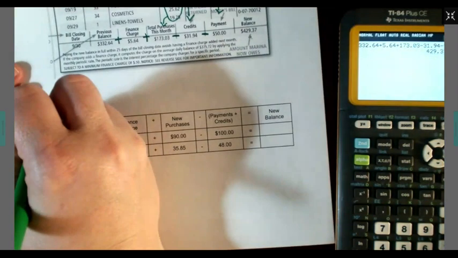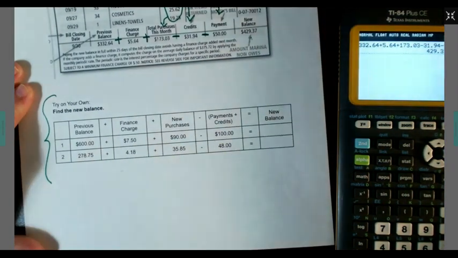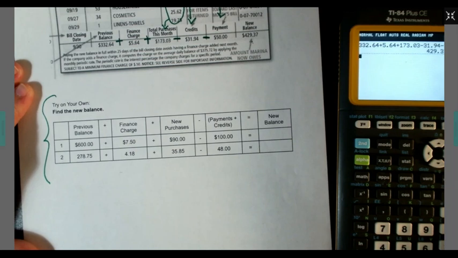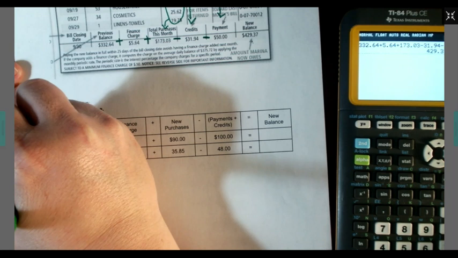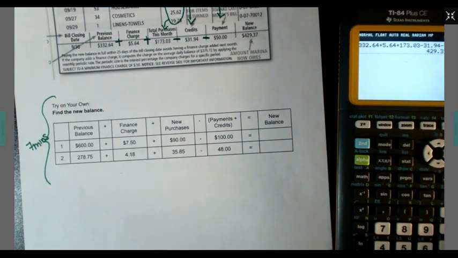Here at the bottom, I want you to try on your own these two problems. I'm going to want you to pause this for about 7 minutes and answer 1 and 2, try on your own. Go ahead and pause your videos now.